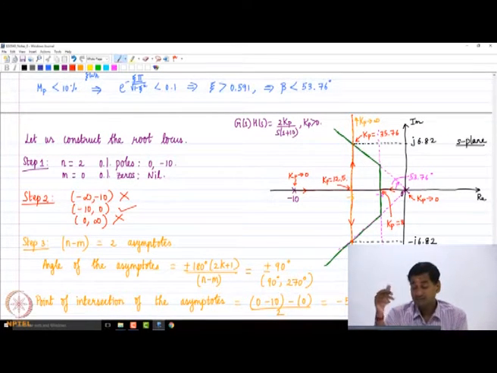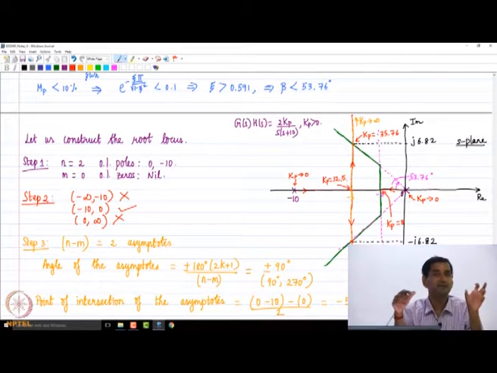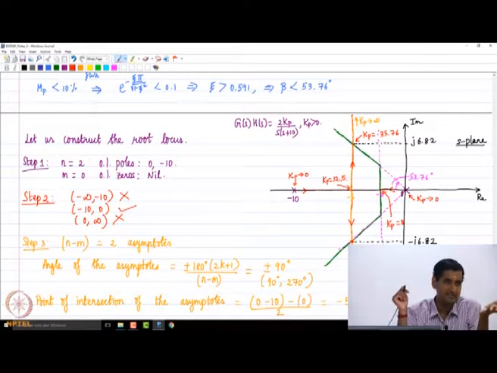So this way the theoretical analysis can help us figure out a range of controller gains. Then we need to go to the actual experimental system and fine tune, okay. So that is what ultimately we would end up doing. Is it clear?